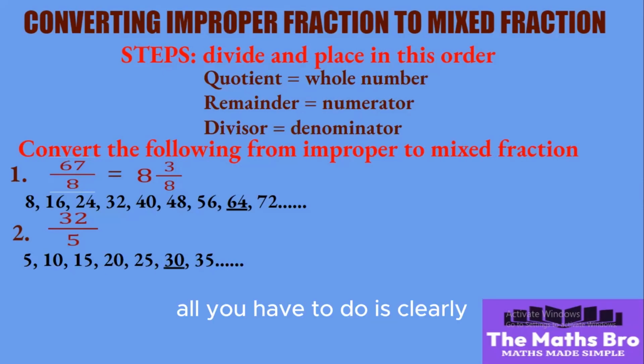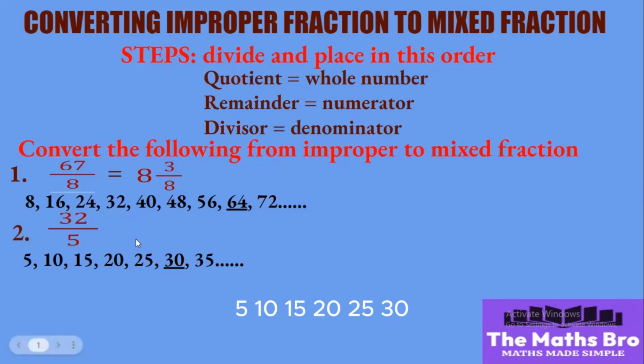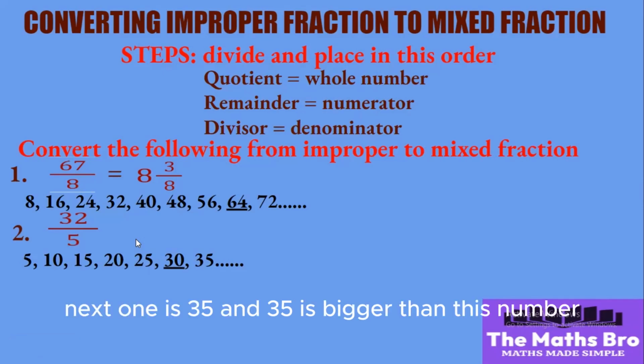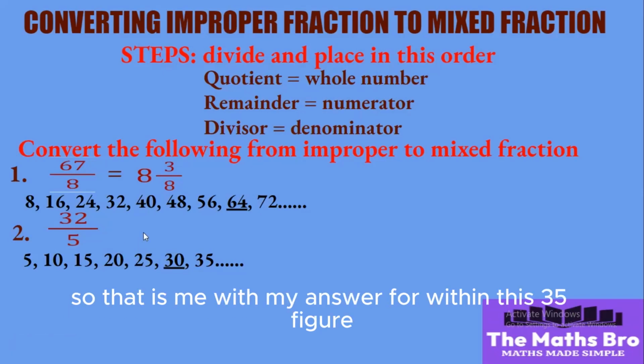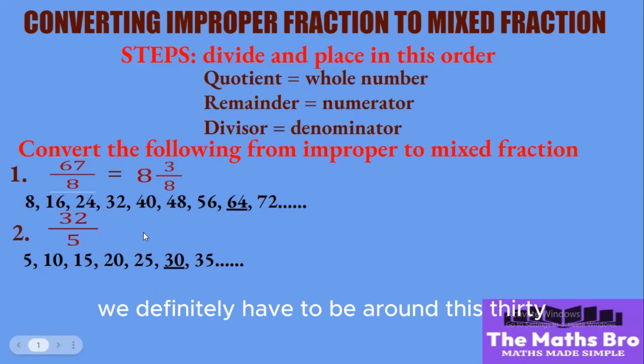All you have to do is clearly write out the multiples of 5. 5, 10, 15, 20, 25, 30. The next one is 35. And 35 is bigger than this number, so there is no way my answer falls within this 35 region. It definitely has to be around this 30 region.